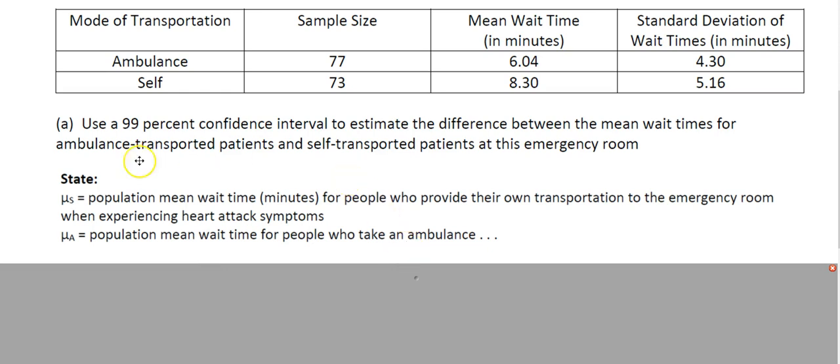Make sure that you don't just say mu sub s is the people who drive themselves, because it's not the people who drive themselves. It is the population mean wait time in minutes for people who provide their own transportation. So make sure you describe mu as a population mean and what it is a mean of.